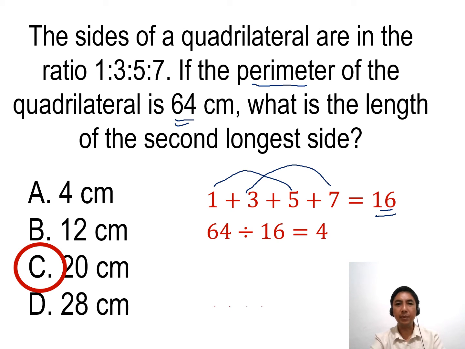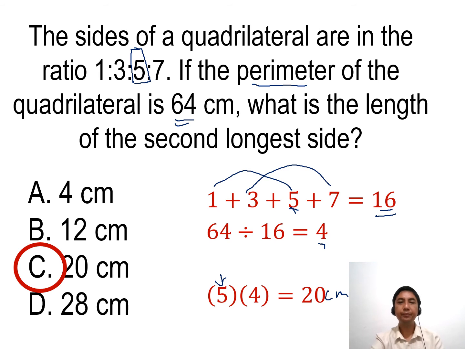Yan. Question is, what is the length of the second longest? So, obviously, the second longest will correspond to 5. Diba? This is the longest. Second to the longest. This is the shortest. So, doon tayo sa second longest. So, multiply lang natin ang 5 by 4, which will give us 20 centimeters. That's it.